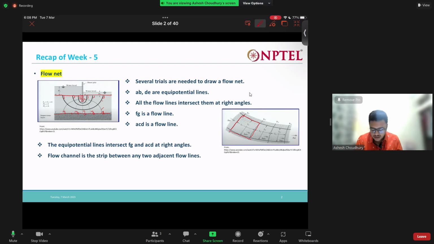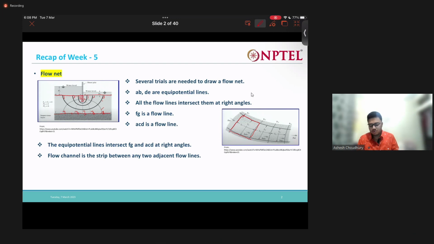Now, what is a flow channel? A flow channel is the strip between two adjacent flow lines. So these are two adjacent flow lines. This is a flow line, this is a flow line, and this space between them is known as the flow channel. Flow actually occurs through them, so it is known as a flow channel.